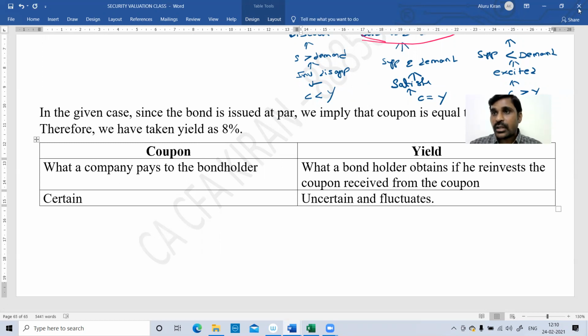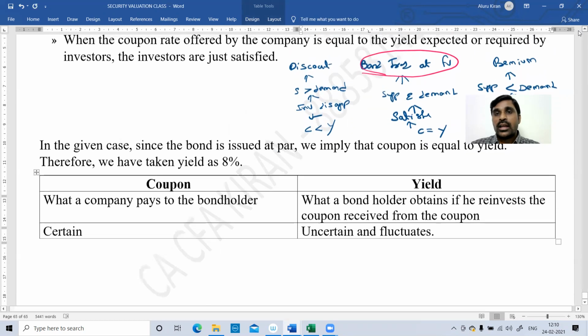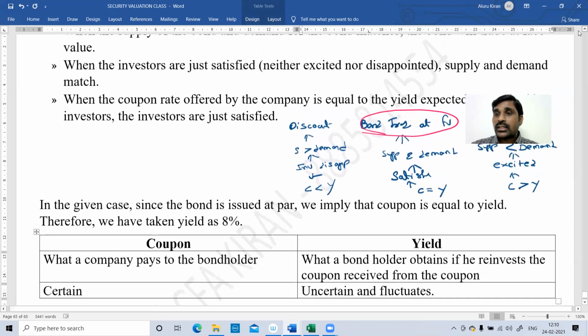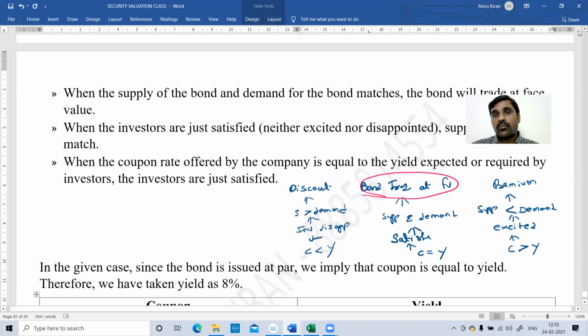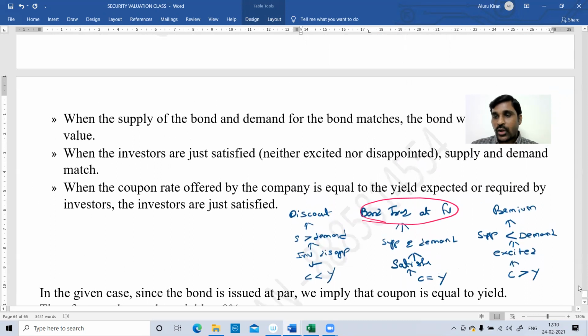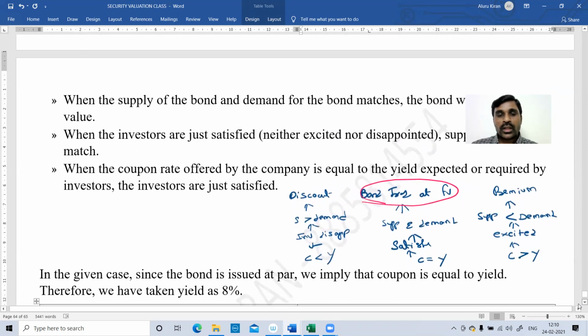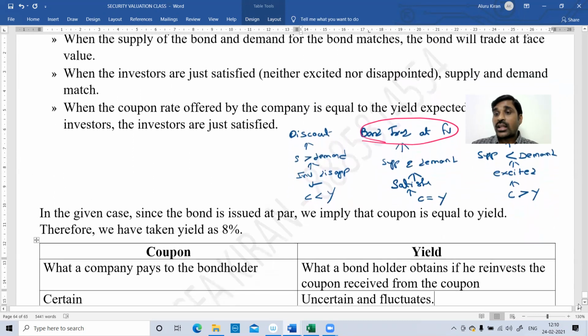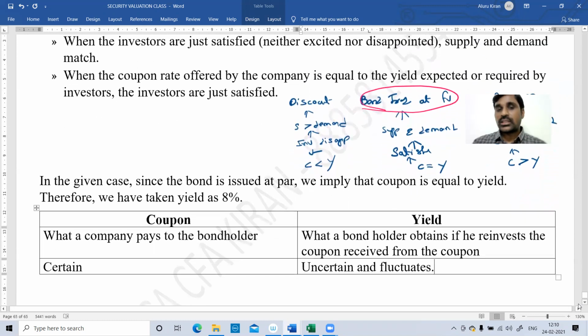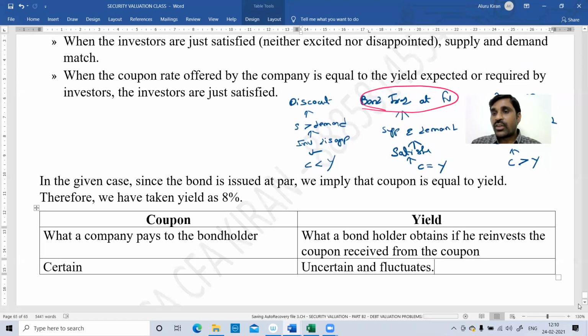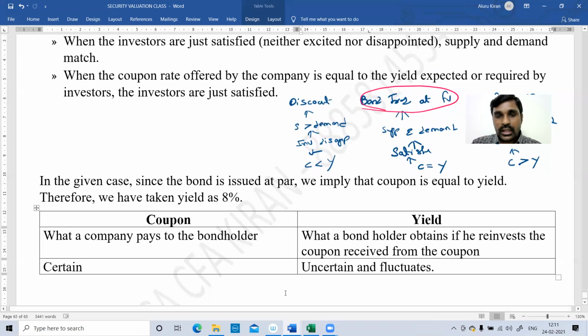So here the concept is, look at this point. While we are computing that 6,803, did you understand these two? We just have to make a note of that. What is the coupon and what is the yield? Coupon is what the company pays to the bondholders. Yield is what the bondholder obtains if he reinvests the coupon elsewhere. So coupon is certain and yield is uncertain and fluctuates. This is the story.